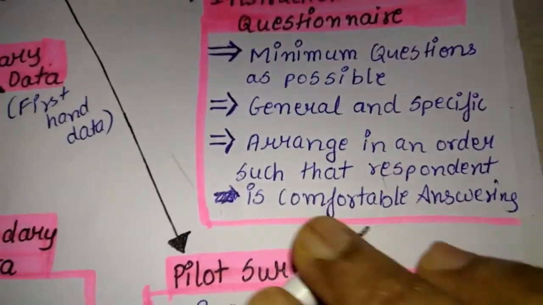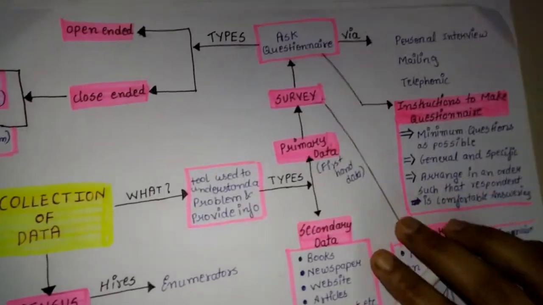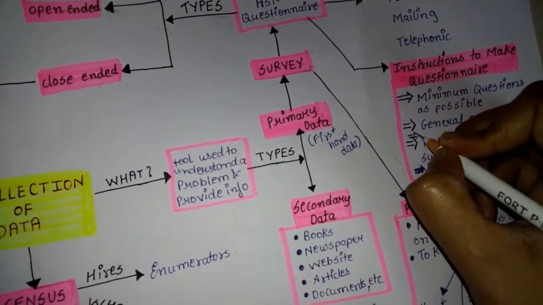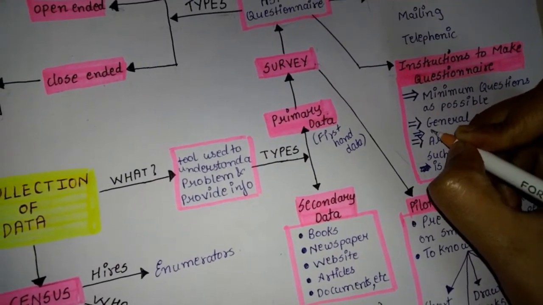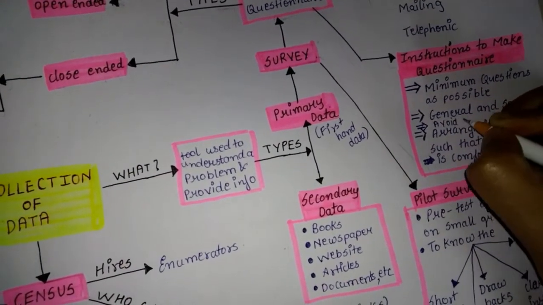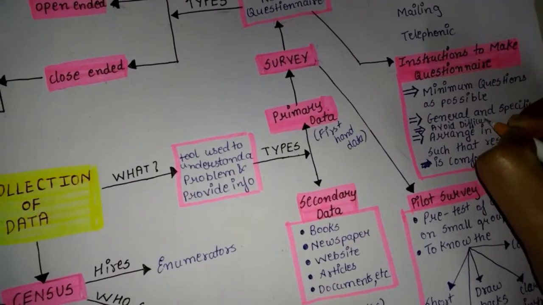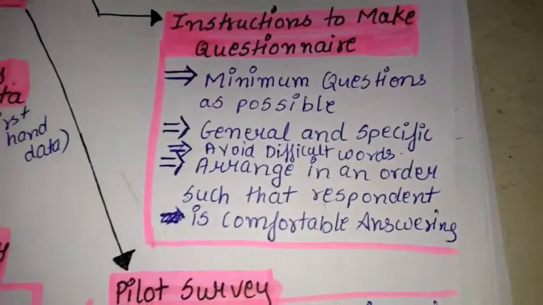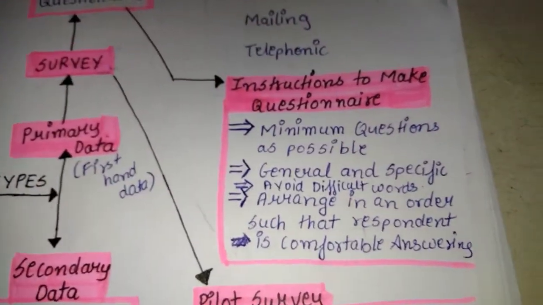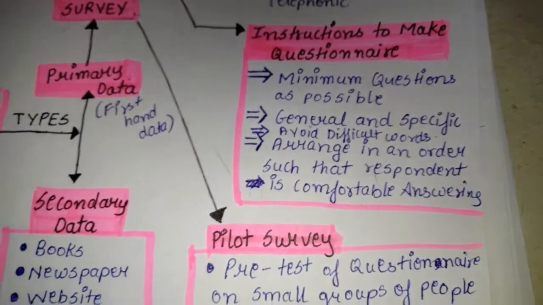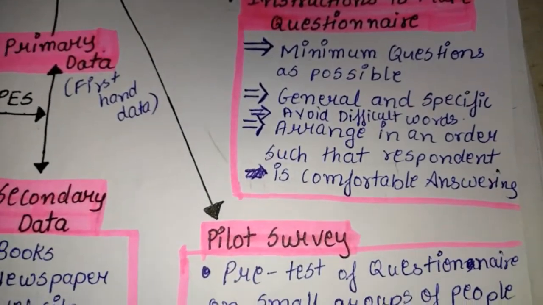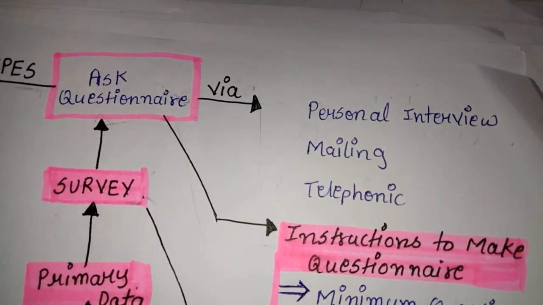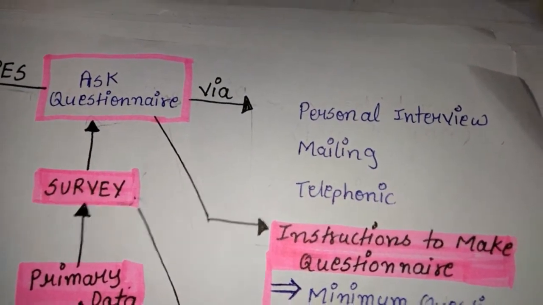I also have to add here a point: avoid difficult words. You have to make the questions very simple and understandable so that a respondent is able to answer. Now, how do we ask these questions? You can ask the questions via personal interviews, mailing, or telephone.